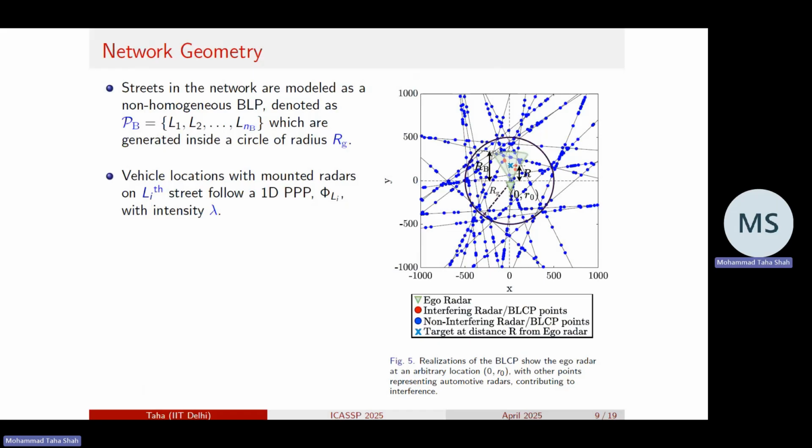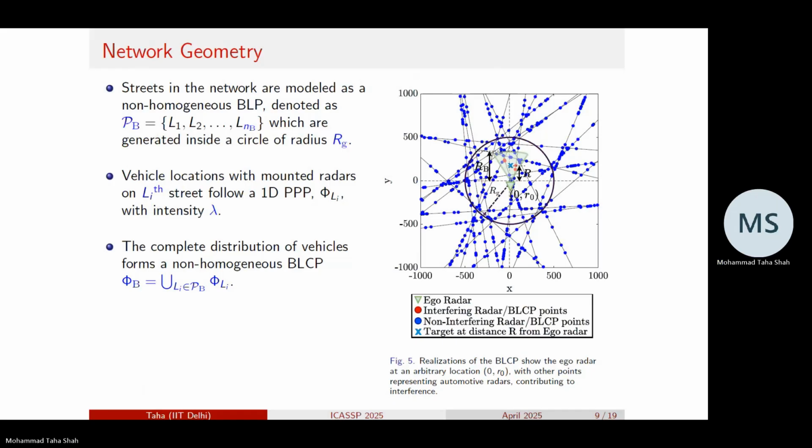The streets in our network are modeled as a non-homogeneous binomial line process having NB lines or streets and are generated inside a circle of radius RG. Vehicles are distributed along these streets. To model this, we distribute random points on each line of binomial line process having intensity lambda. This results in what is known as a Cox process. So the complete distribution of vehicles forms a non-homogeneous binomial line Cox process. This process captures the spatial distributions of vehicles in a way that reflects the structure of real-world road systems.